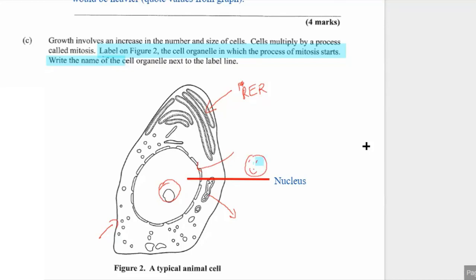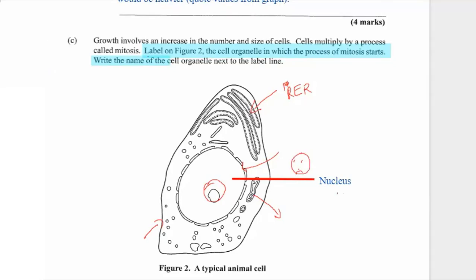Some people like to write their labels on top of the label line, and that shouldn't even be a smiley face. That should be a sad face, because we don't want that. Write it next to your label line. Smiley face, right? So now let's look at the next question.